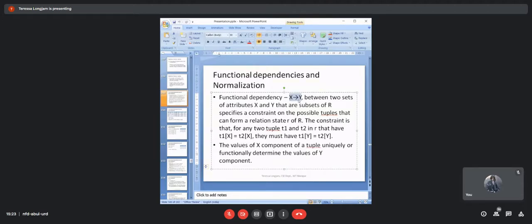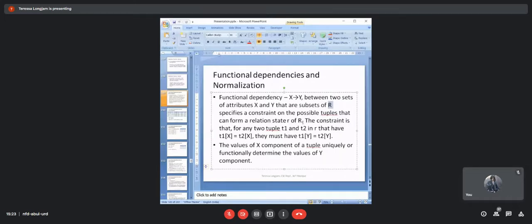Okay, so functional dependency is represented like this. You can see here X arrow Y, where X is a set of attributes and Y is also a set of attributes. I'll just read it out first: between two sets of attributes X and Y that are subsets of R. R is the set of attributes of a particular relation. Subsets of R specifies a constraint on the possible tuples that can form a relation state r of R. Now you remember about relation state, isn't it?